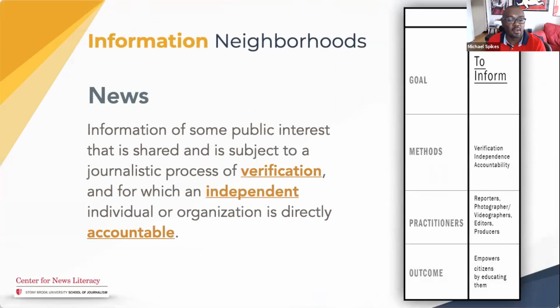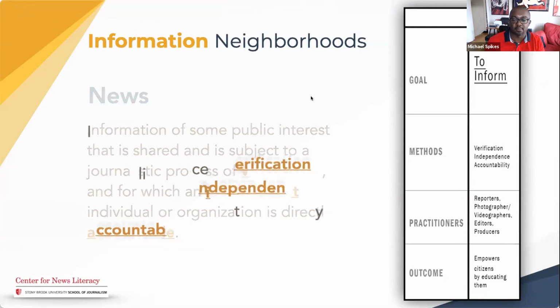So what we have here is a definition of news. And in a news literacy class, this is how we define news. It's information of some public interest that's shared and subject to a journalistic process of verification, for which an independent individual or organization is directly accountable. So in this taxonomy, practitioners, reporters, photographers, editors, and so on, should follow these three things as part of their practice.